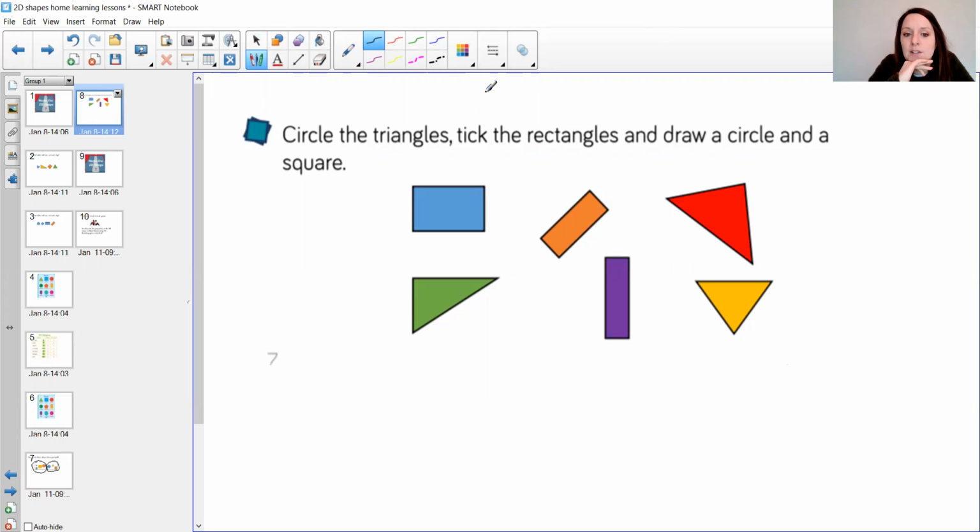Circle the triangles is the first job, and tick the rectangles. So in the air, I want you to get your little finger, come over to the screen, and draw a circle around any of these shapes that are triangles and a tick next to any that are rectangles. Which ones are triangles? Draw a little circle in the air around them. And which of these are rectangles? Give those rectangles a tick.